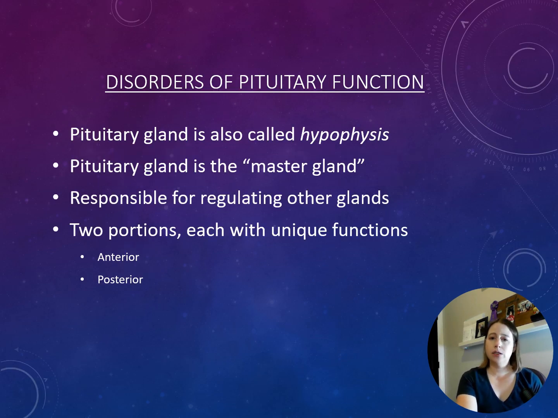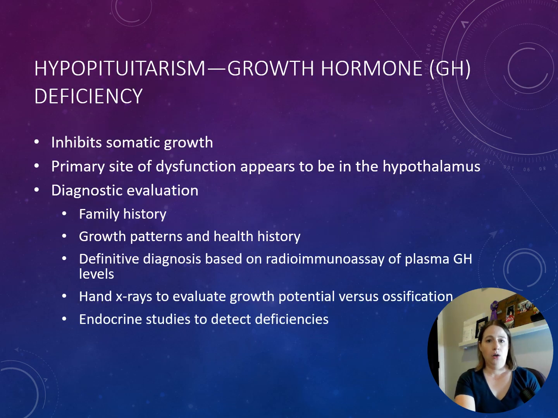So when we talk about disorders of the pituitary function, it can really have a variety of effects on the body, including mood, behavior, and physical health. The pituitary gland can be called the master gland because it does have a lot of responsibilities. It also helps to regulate other glands, okay? And as I mentioned before, we have the anterior and the posterior, and they do different things. One of the main things that we're going to focus on is growth hormone deficiency, as I said, and like the name suggests, it stunts somatic growth, okay?